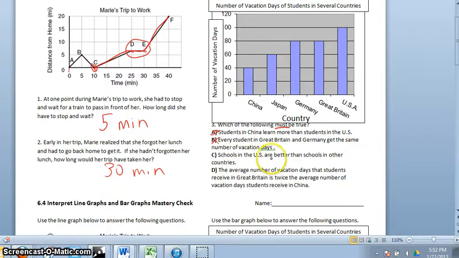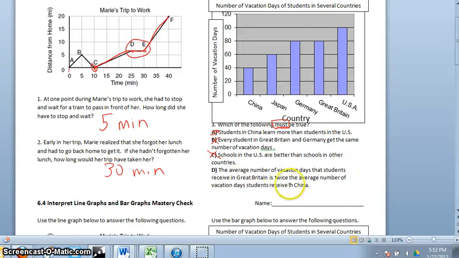Choice C, schools in the US are better than schools in other countries. Again, this is kind of like choice A. It's not really on the topic of the graph. We can't say just because the US has more vacation days that our schools are better than other countries. The graph does not support that conclusion. So it must not be true. Or it doesn't have to be true, I should say.